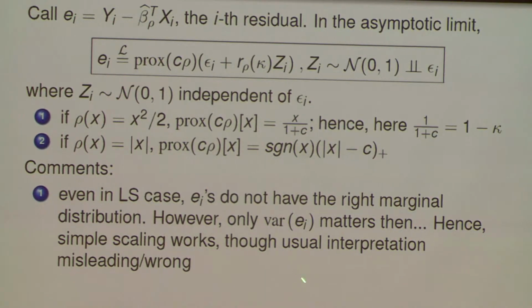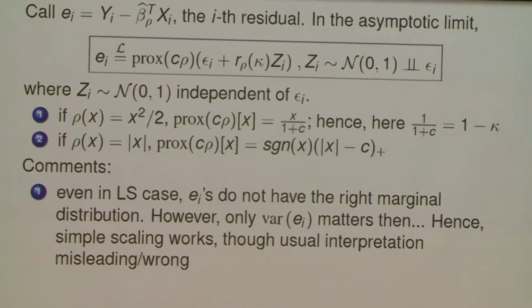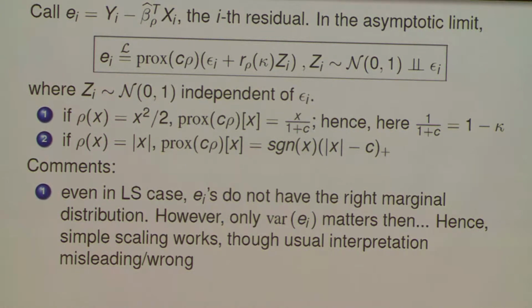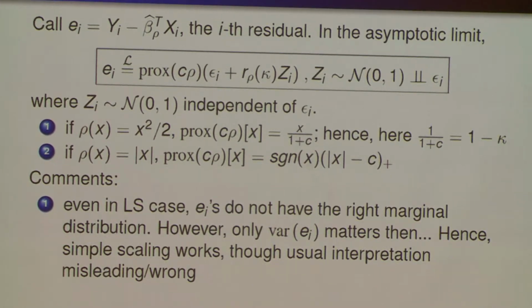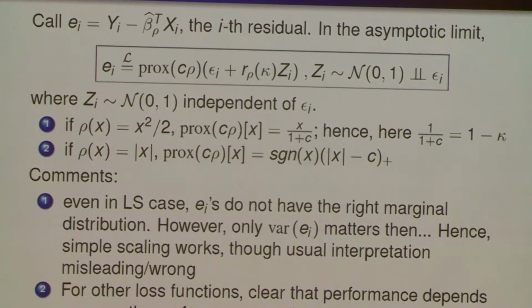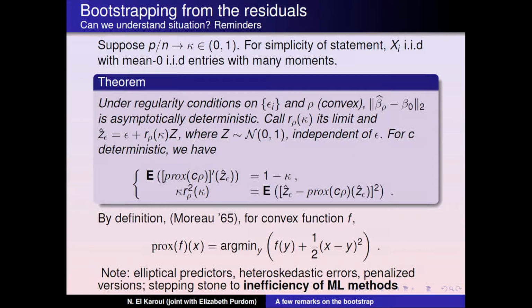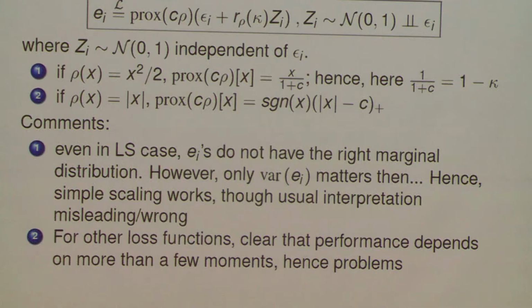Nonetheless, all the soft knowledge about resampling from something that looks like the true error is really misleading and quite wrong. So you pay the price for this when you do slightly more complicated problems like L1 regression. For other loss functions, it's clear that the performance of beta hat depends on more than a few moments. If I look at this system, it's a bit messy the first time you see it, but it's clear that it's going to depend on more than the second moment of epsilon, beyond least squares. So it's also clear that sampling from the wrong error distribution will, in this case, fail and be hard to fix.